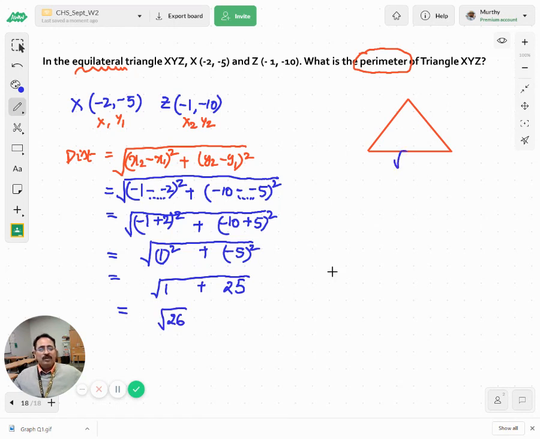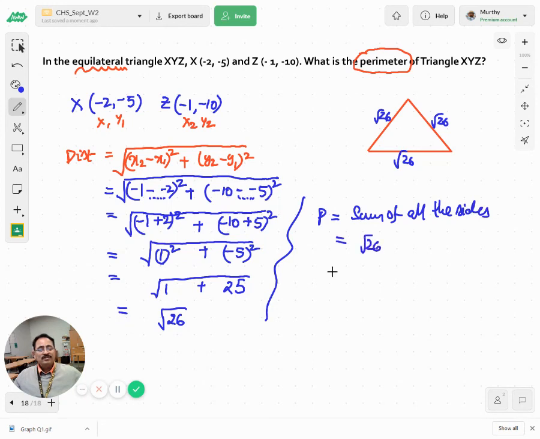Well, if one side is root 26, please remember equilateral triangle means each and every side is the same. So perimeter equals the sum of all these sides, which means here I have to take root 26 plus root 26 plus root 26, 3 times. You know, a plus a plus a is 3a, or x plus x plus x is 3x. In the same way, it is 3 root 26, the perimeter of the triangle. That's it from me. Thank you for watching the video.